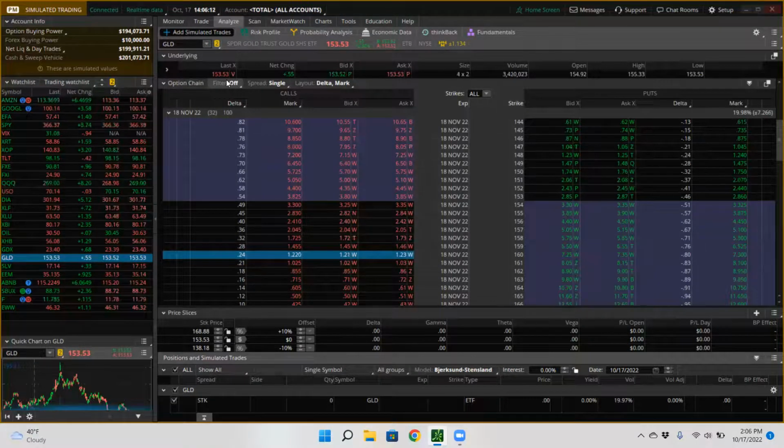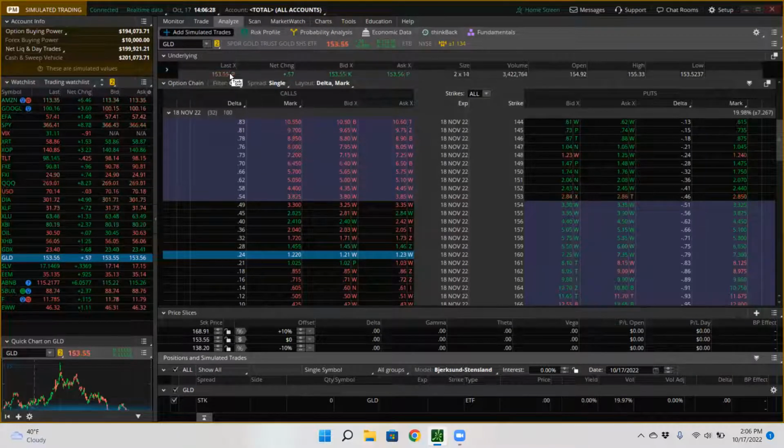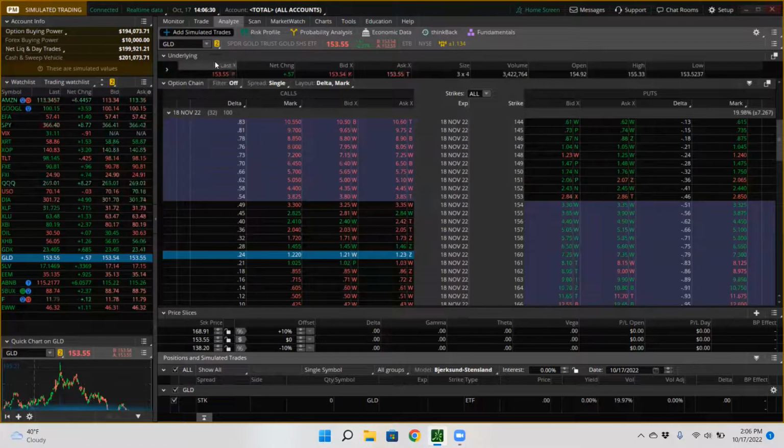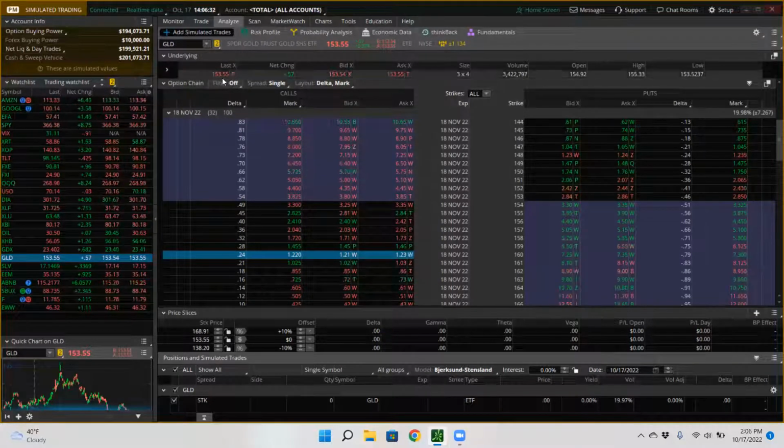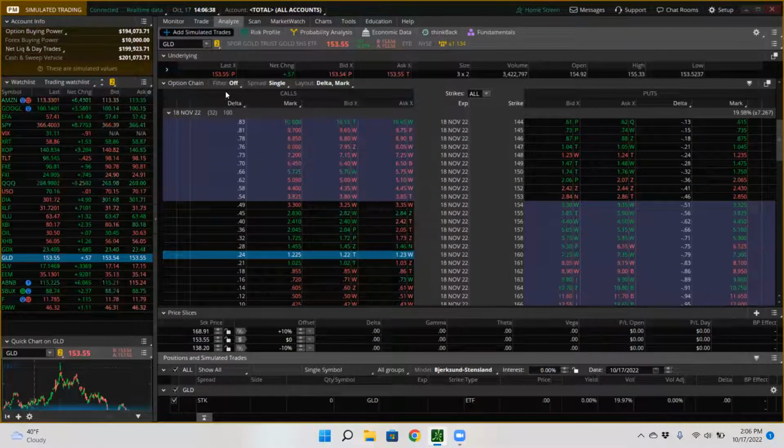So these options themselves are considered leveraged instruments. One option contract controls 100 shares of the underlying. We can see that the 100 is represented on here. It controls 100 shares of this. Roughly, if we move the decimal point over 2 spaces, that's $15,355 that this is controlling.